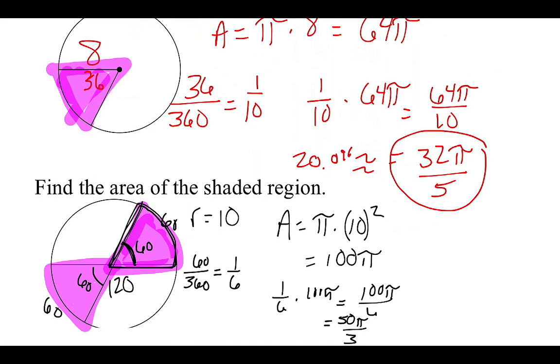I could then find the area of the other sector and add them together, but this sector over here is the exact same sector, 1/6 of the circle. So I can just multiply this 50 pi over 3 times 2, which is going to end up equaling 100 pi over 3 as a total area of my shaded section. And that's how we use the area of a circle with the fraction of the degrees to find the area of a sector.